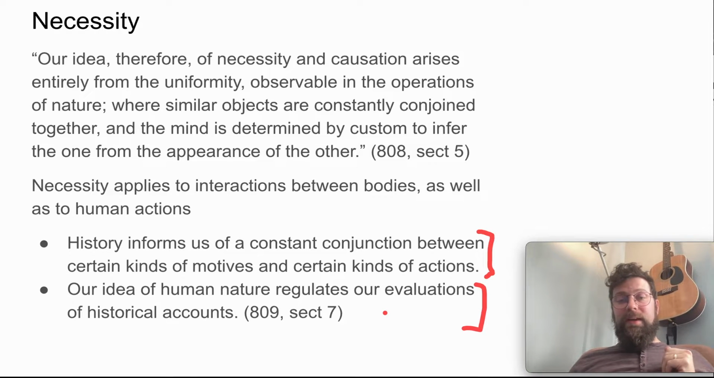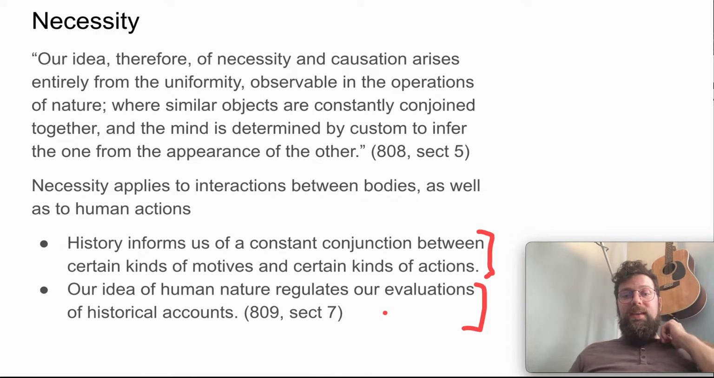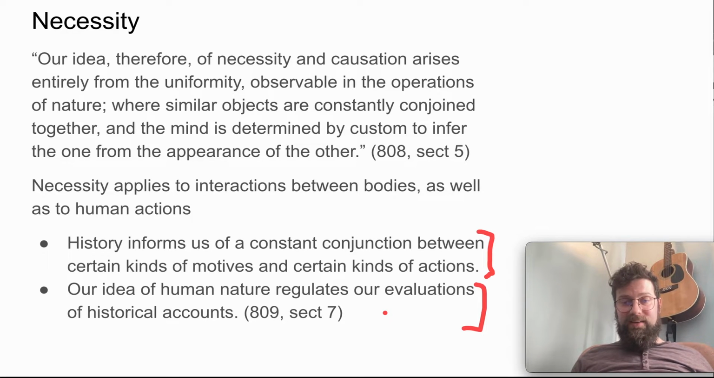So what is Hume pointing out here? He's pointing out that in day-to-day life, you believe that human behavior has many predictable patterns in it, many constant conjunctions, and constant conjunction is all we're really thinking about when we think about necessity and causation.